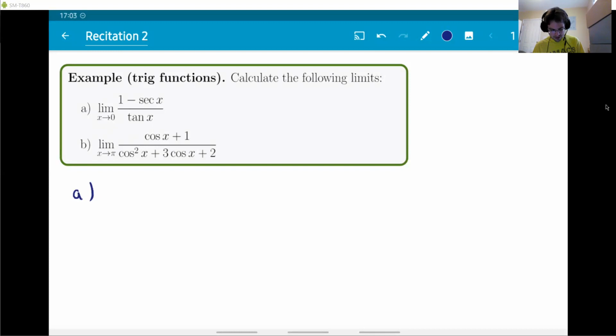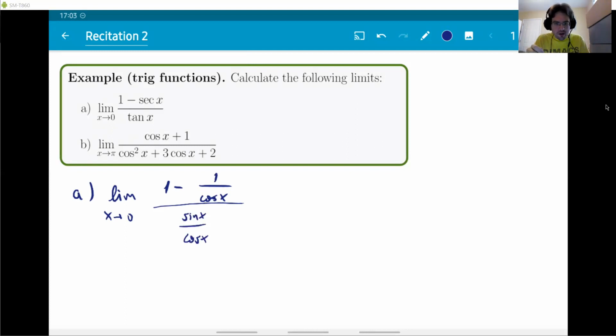For this first one, the limit, we have a secant, which is 1 over cosine. We should know all these trig functions. And then tangent is sine over cosine. That's the limit in item A. Now we want to essentially try to simplify this. For example, the numerator is a difference involving fractions. We can try to find a common denominator by writing 1 as cosine over cosine, for example. And then once they have a common denominator, you can subtract them like this.